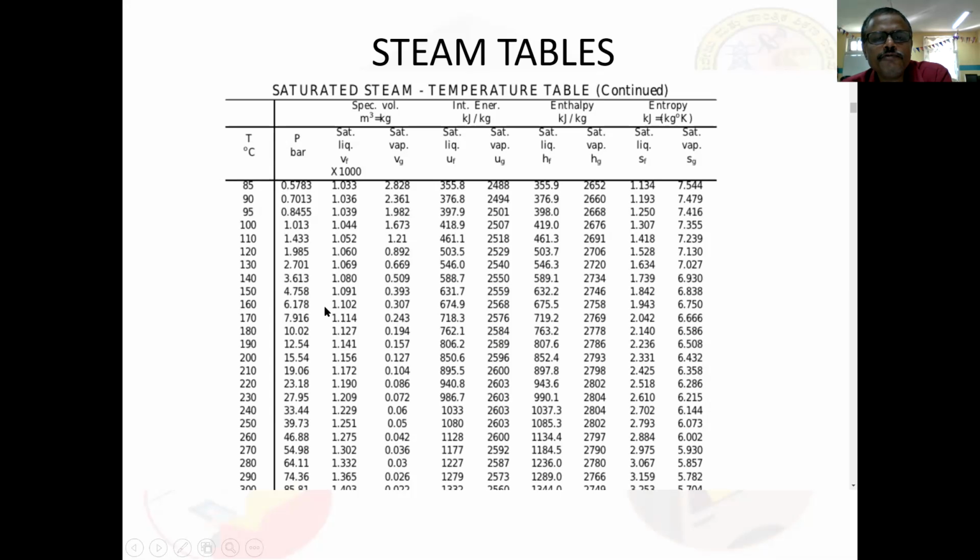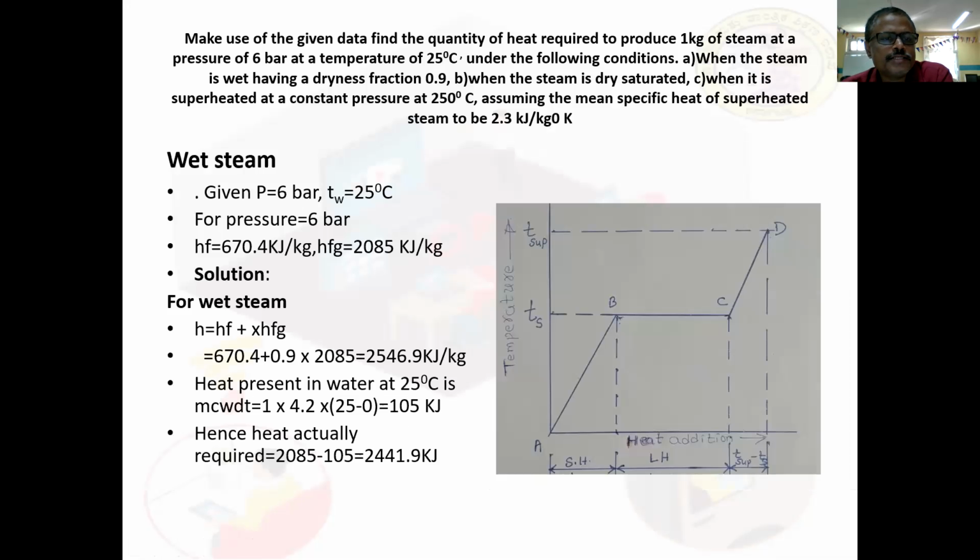For 6 bar, you find out what is HF value. HF value is here. Then HFG will be just after that. So this is how you have to refer to the steam tables. So write down the values of HF and HFG from steam tables.